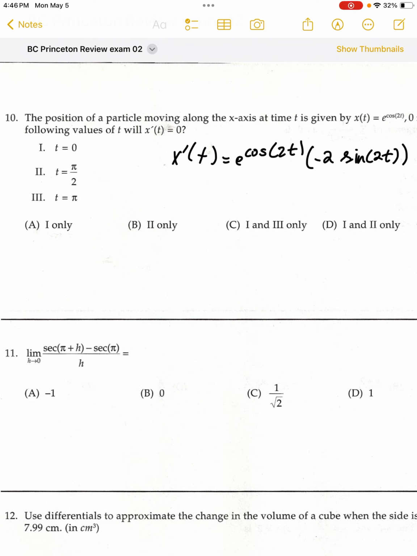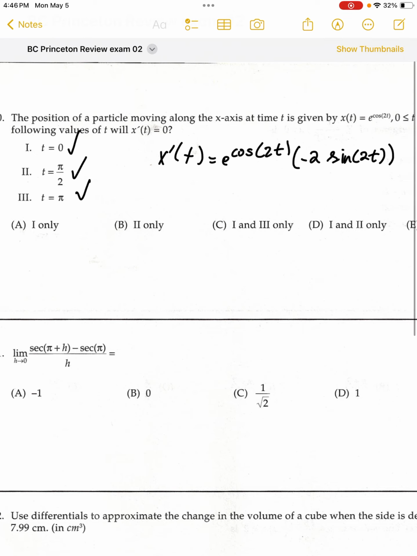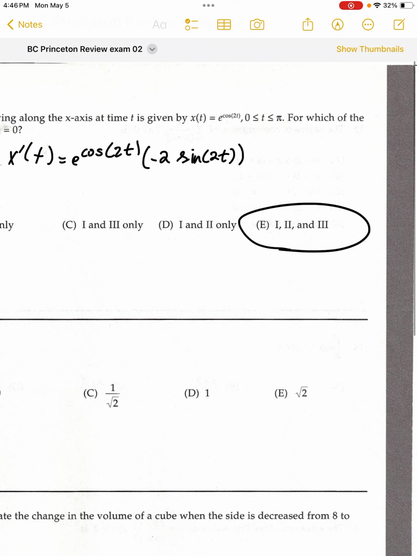So what happens if we plug in t equals 0? We get e to the cosine 0 times negative 2 sine of 0. So that works. Same thing if we plug in pi over 2, we get negative 2 sine pi, which is also 0. Plug in t equals pi, we get negative 2 sine 2 pi, which is also 0. So the answer is all of them, 1, 2, and 3.